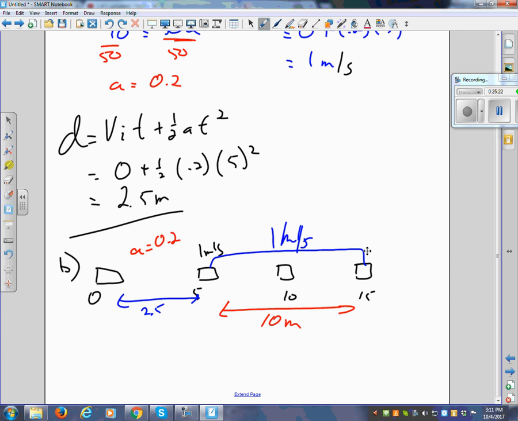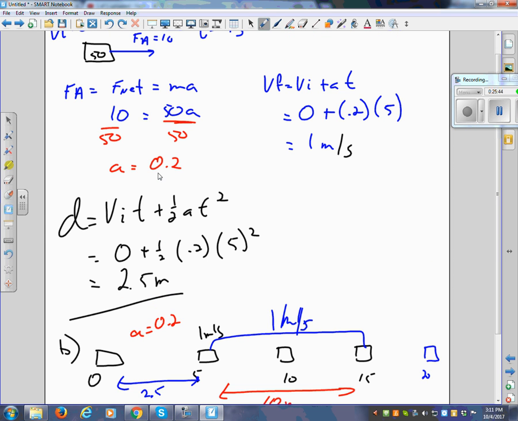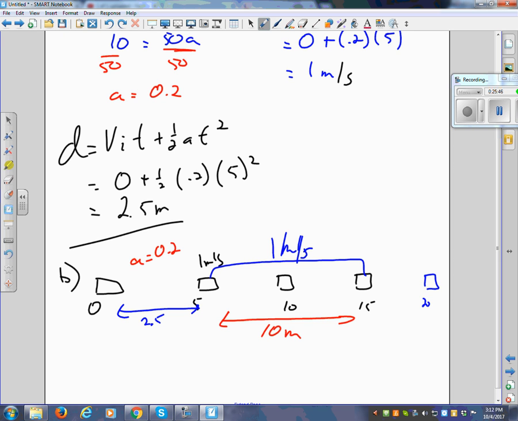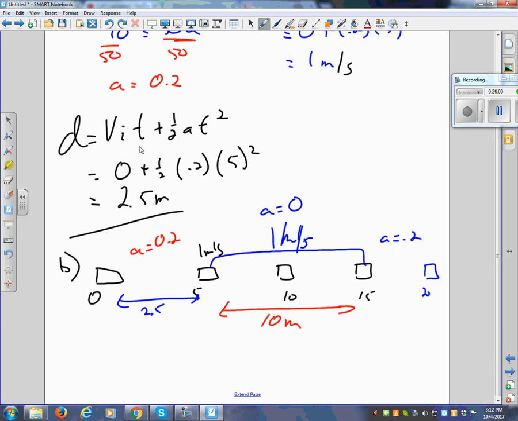Now between 15 and 20, you have to do more math. Between 15 and 20, what is the acceleration? Is it still the same? What's the force? The same force, the same mass, so it doesn't change. The acceleration is going to be 0.2. You might also want to say in here that the acceleration is 0 for the middle section. Remember, 0 acceleration means it's just moving at a constant speed. So is this still going to be 2.5? No, because as Brett pointed out, the Vi is not 0.